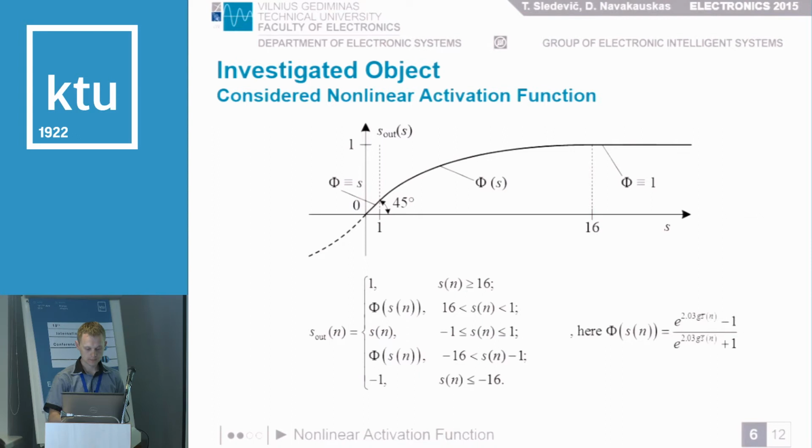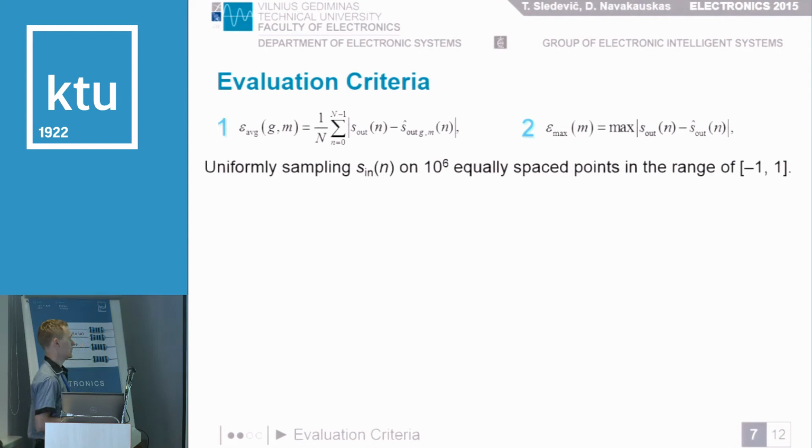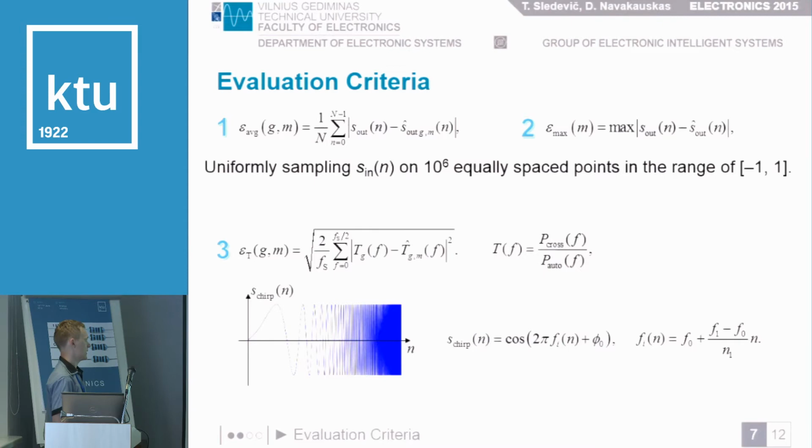To evaluate the accuracy, we used two very well-known parameters: average error and maximum error. They are calculated by uniformly sampling the input signal on a million equally spaced points in the range from -1 to 1. The third parameter is the root mean square error of the transfer function. We put a chirp input signal to the input of our neuron and measure the transfer function on the output.